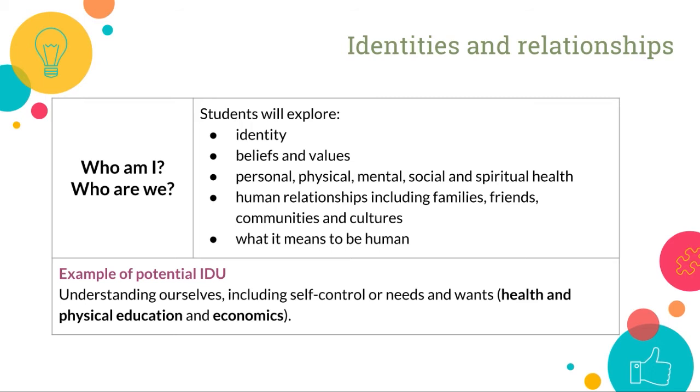Let's see an example of identities and relationships. As you know, this global context tries to answer the question, who am I, or who are we? What do students explore here? Identity, beliefs and values, personal, physical, mental, social and spiritual health, human relationships, and what it means to be human. A potential interdisciplinary unit could be understanding ourselves, including self-control or needs and wants. And this could be approached from health and physical education and economics.